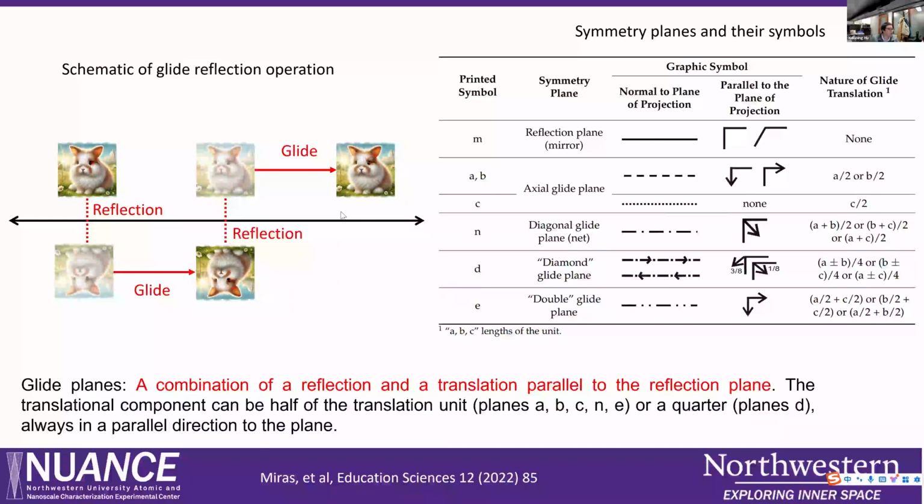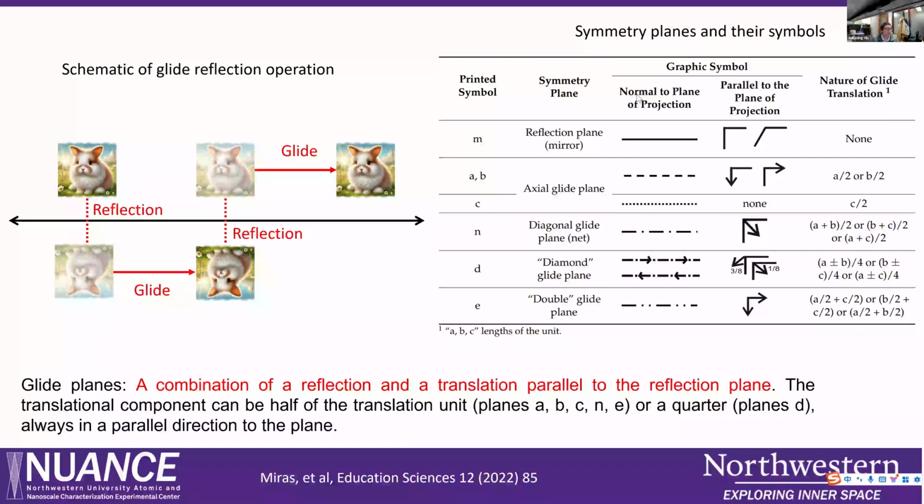And there are many types of glide reflection. I'll give you a table here. The glide plane is a combination of reflection and translation. The translation must be parallel to the reflection plane, and the translation component can be half of the translation unit or a quarter, but it should always be parallel to the plane. For example, there are many glide planes like A, B, C. A, B, C are basically what we call axial glide planes. There are some labels.